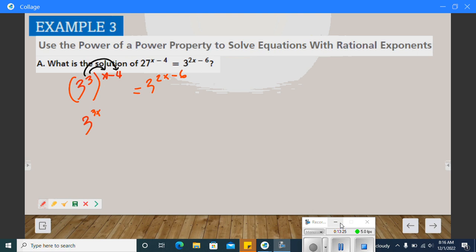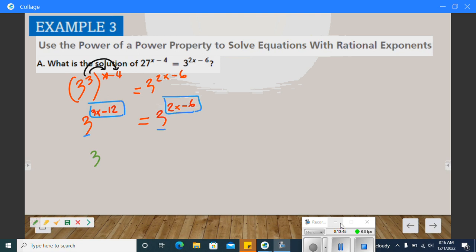Yes, they have the same base now, so you have 3 and 3. So we can focus on this part, right? So we have there 3x minus 12 and 2x minus 6. So we have to find the value of x.